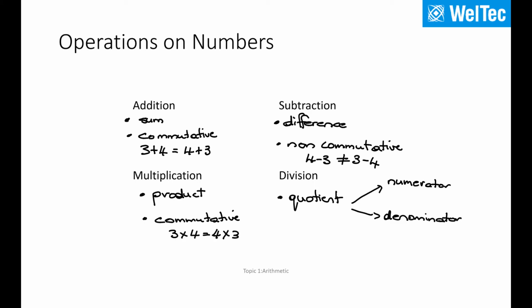But let's have a look at division. Is 4, well, no, let's take a bigger number. Is 8 divided by 4 the same as 4 divided by 8? No. So division is non-commutative.